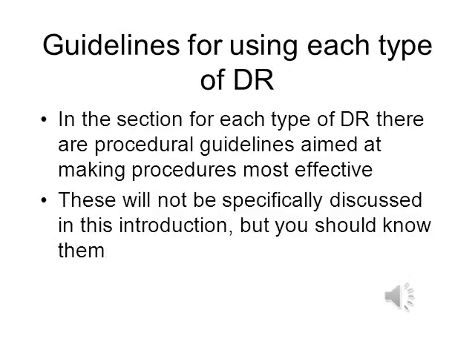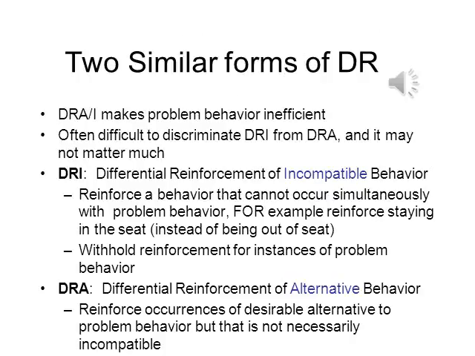I'm just noting here that your textbook provides procedural guidelines for making these procedures as effective as they can be. I'm not going to specifically discuss all of these. I think the textbook's very clear about those, but your objectives specify which of these you should know, and you need to just learn them. Some kind of differential reinforcement, I think it's true, is part of almost every intervention package that you might use in an applied setting.